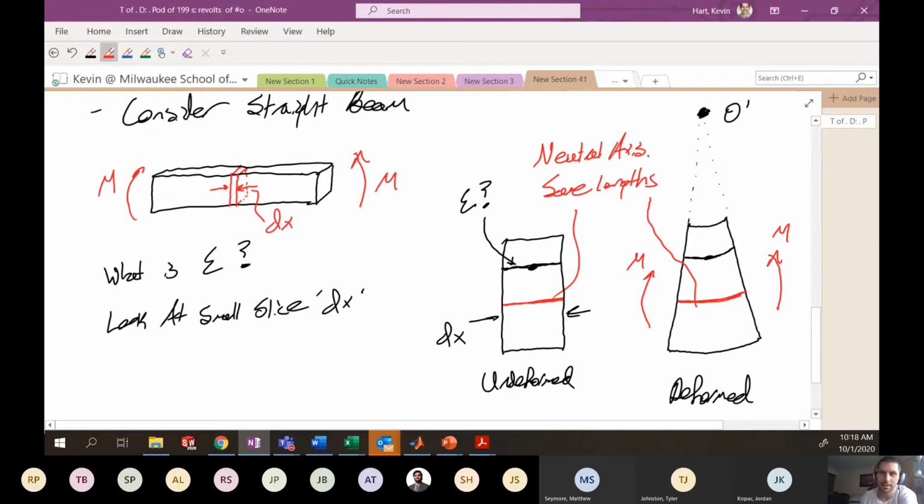All right. There's some portion that gets longer. That's like the bottom part here. There's some portion of the bar that gets shorter. That's like the top part of this bar here. And then there's some piece in the middle where you have this neutral axis.